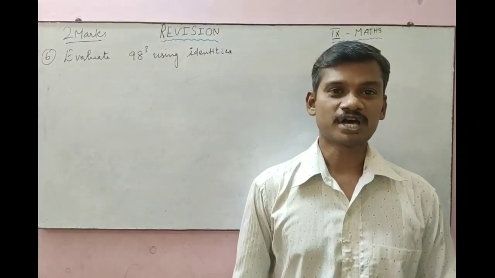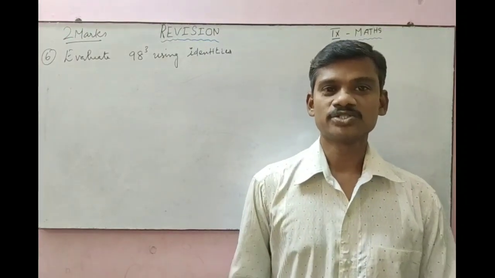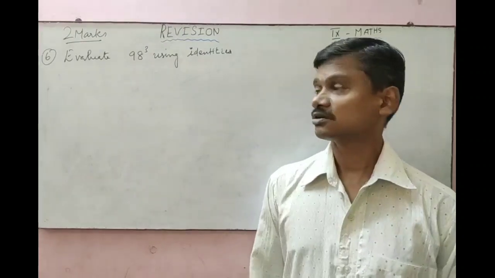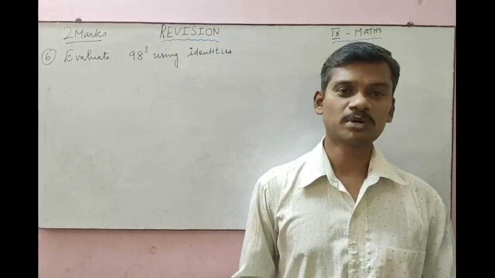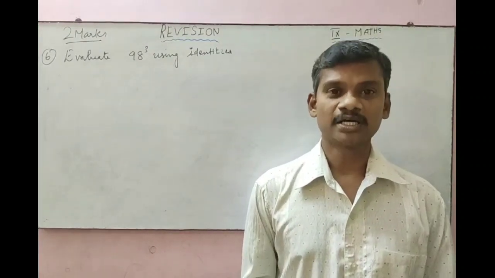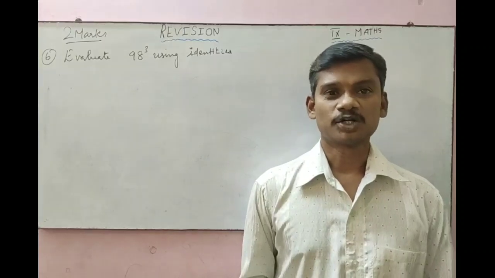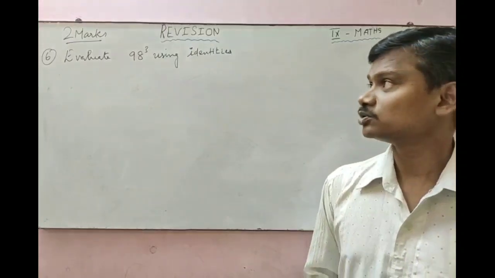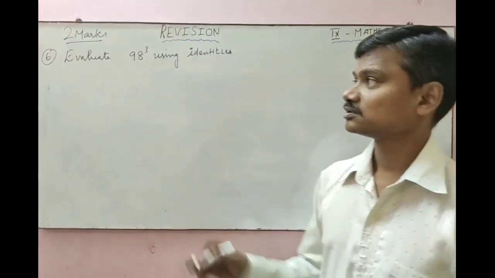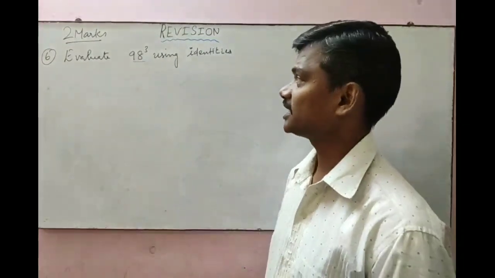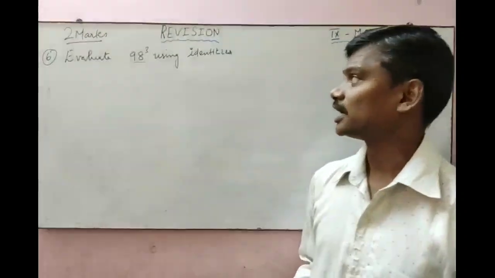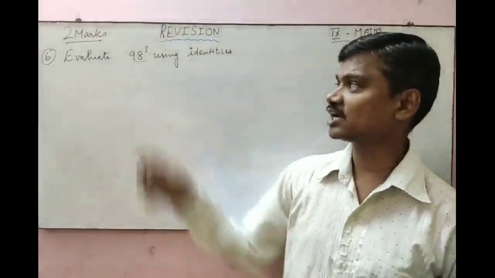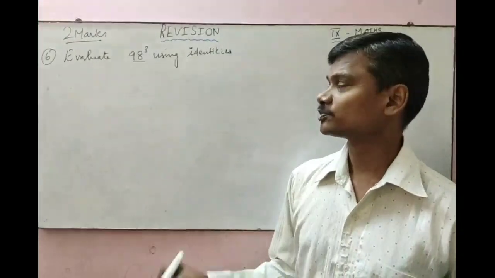On the continuation of last revision class, today also we are going to revise some important 2 marks and 5 marks for today's October monthly test. Here I am going to do the 2 marks. The first one is 98 cube using identities. We have to evaluate the value of 98 cube.